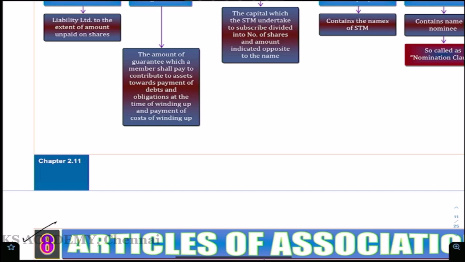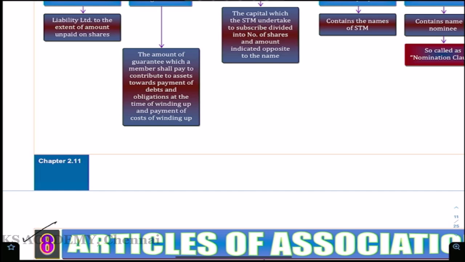Very good. I want to alter my articles. Tell me the 2-step procedure. First, the idea will come to whom? Board of Directors. Second, whose permission? Shareholders, by passing? Special resolution. In a? General meeting. File it with? ROC. Correct. Very good.